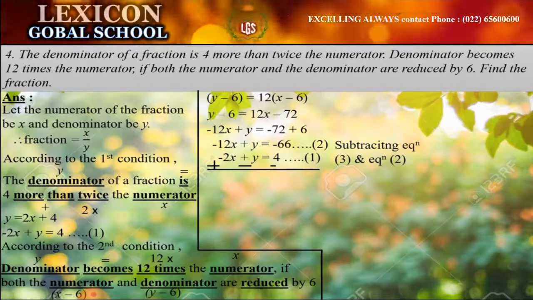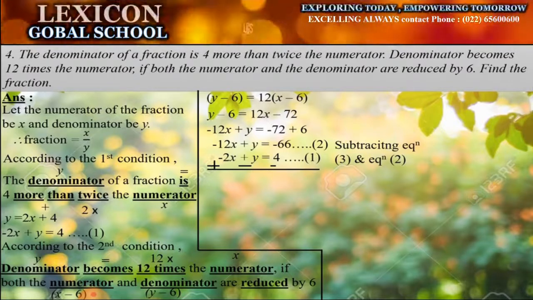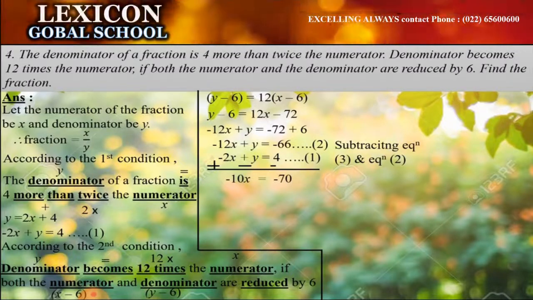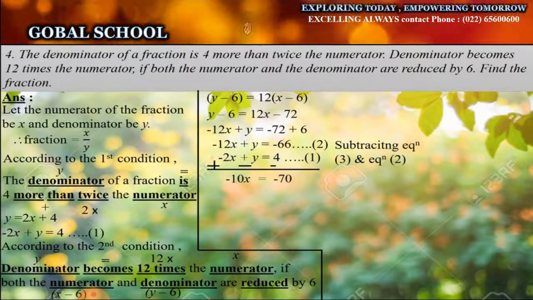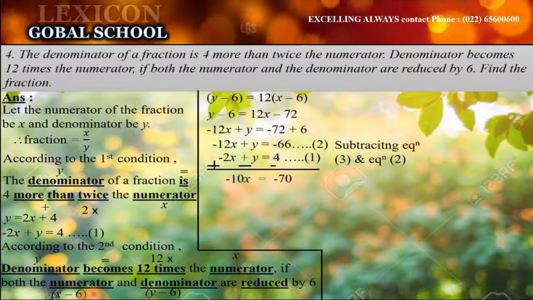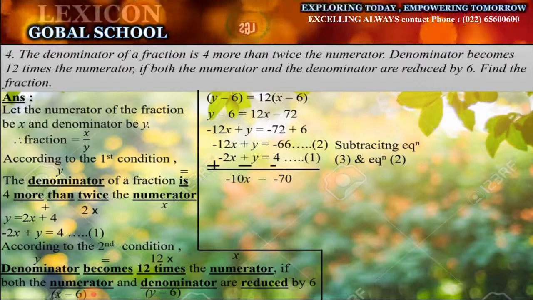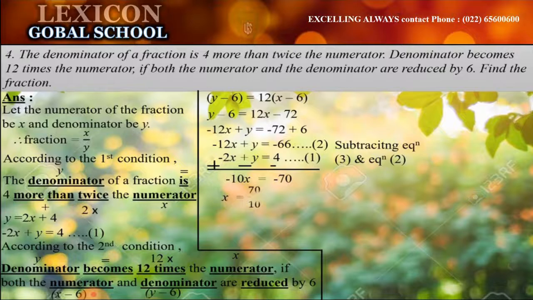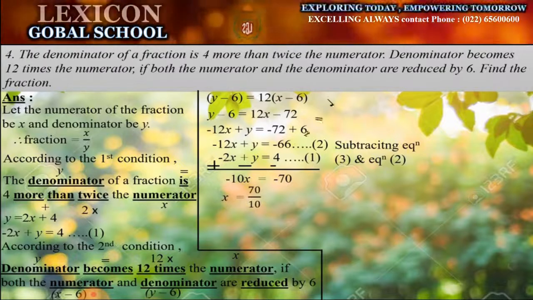Therefore, minus 12 plus 2x will give me 10x. Since 12 is a greater number having a negative sign, 10 will also get a negative sign. Minus 10x is equal to minus 66 minus 4 will give me minus 70. Therefore, x is equal to 70 upon 10. X is equal to 7.